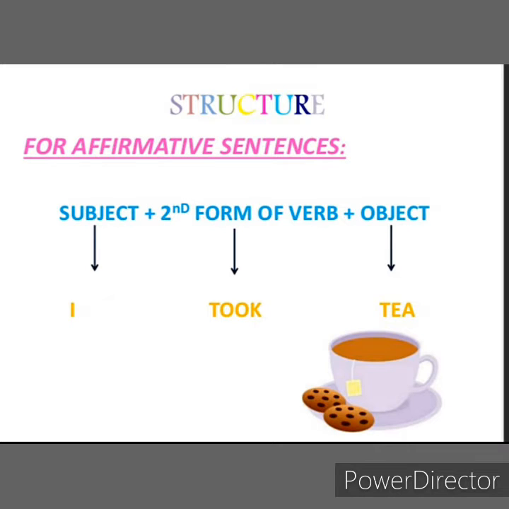Now, structure of sentences in simple past tense. Affirmative sentences. First of all, subject, then second form of verb, and then object. You can see the example. I is the subject, took is the second form of take, and then object tea. I took tea.